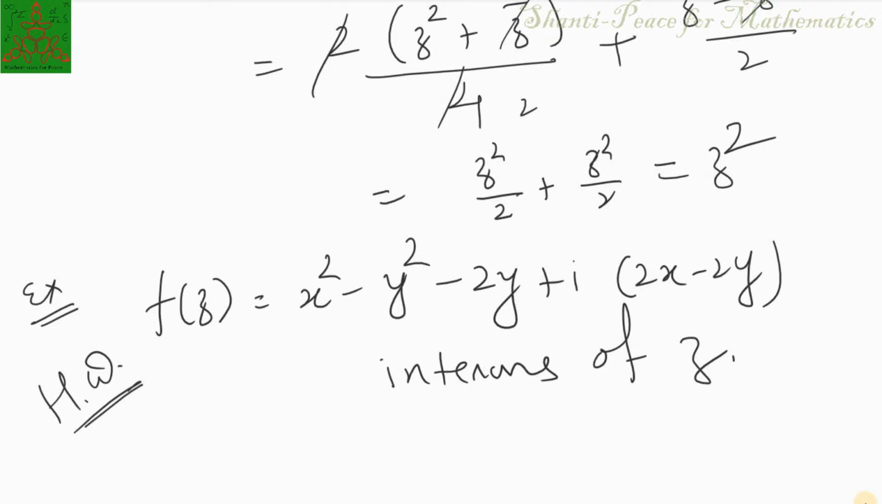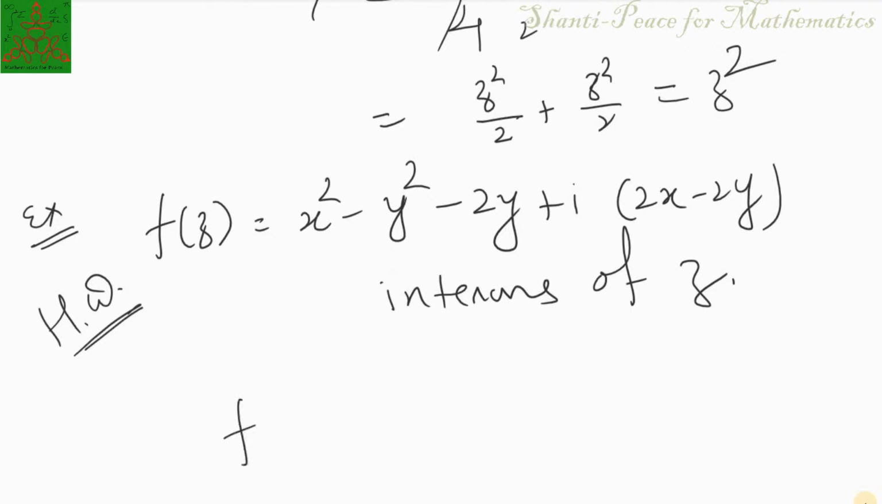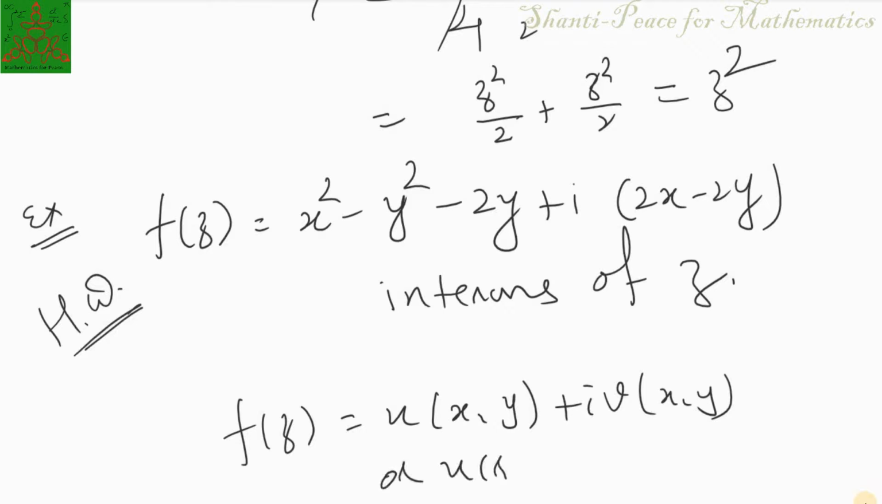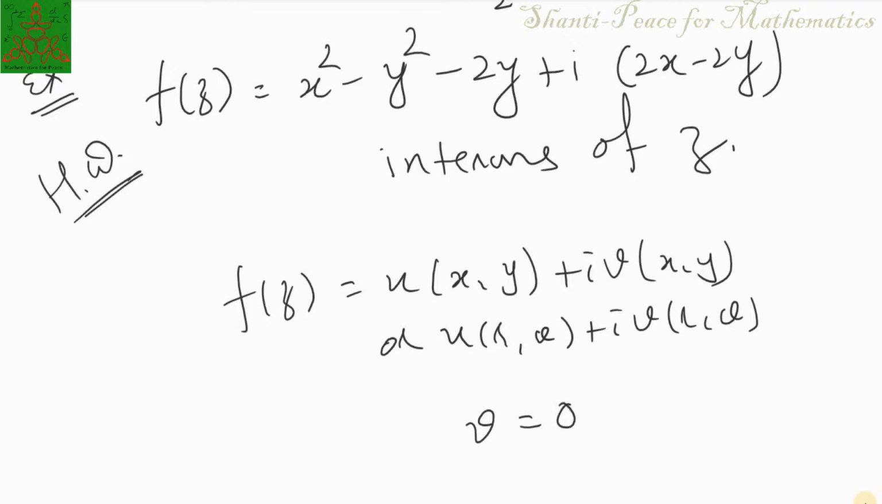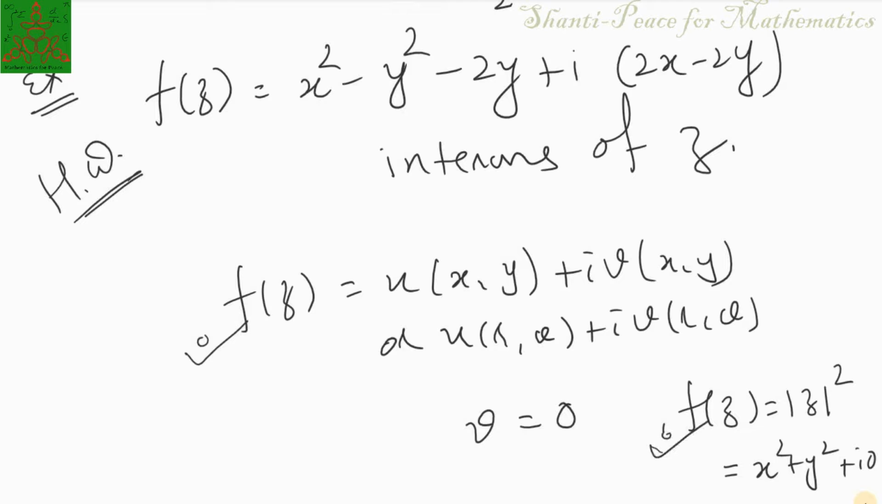Now if you have the function f of z is equal to u plus iv, or in terms of polar coordinates it is given, then for any of these given quantities, if your v is 0, then such functions are called real valued functions. For example, if you are given f of z is equal to mod z square, you know that mod z square is nothing but x square plus y square plus i into 0. So this kind of functions are the real valued functions.